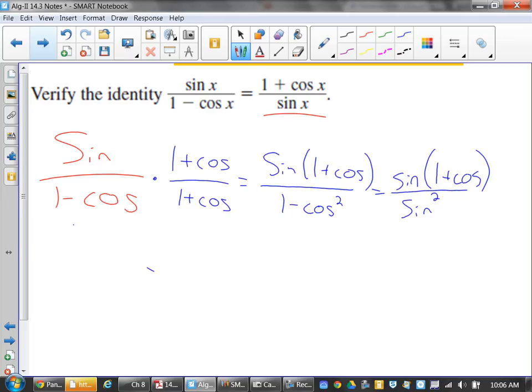Sine drops out. And now, bam, they're equal. And kabam, they're equal. Let's go. Let's eat. Okay?